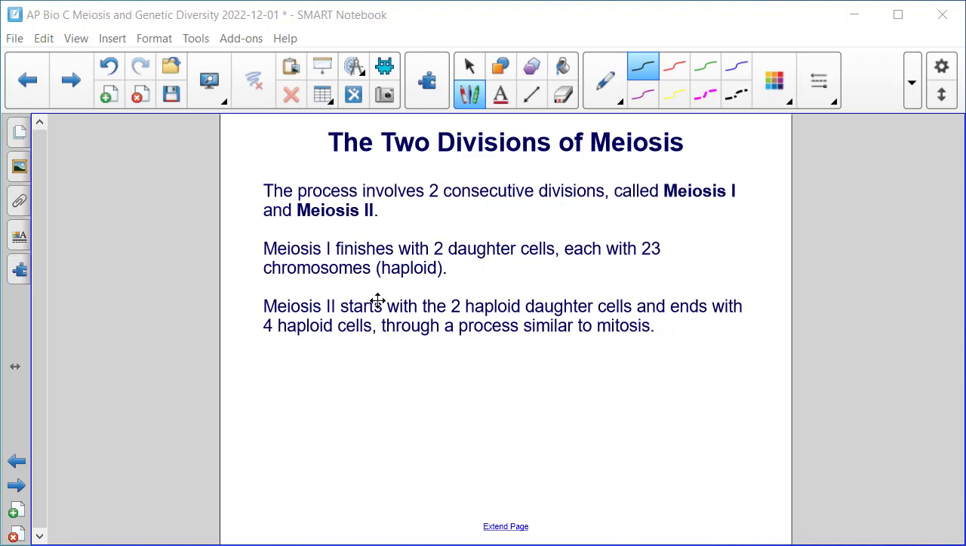So we now have 2 haploid daughter cells. Meiosis 2 is a division process similar to mitosis. So we start with these 2 haploid daughter cells produced in meiosis 1, and we replicate them in the process similar to mitosis and end with 4 haploid cells.